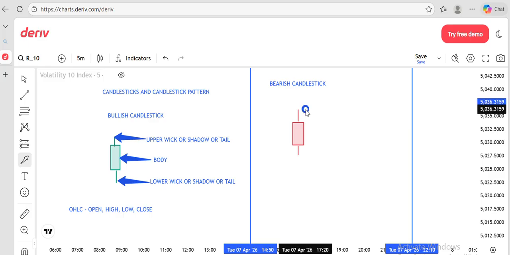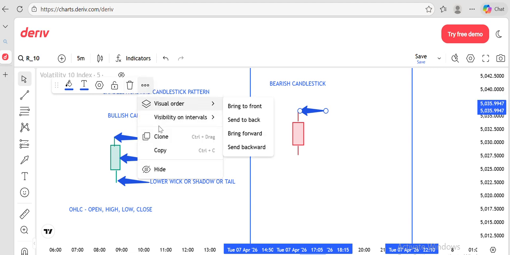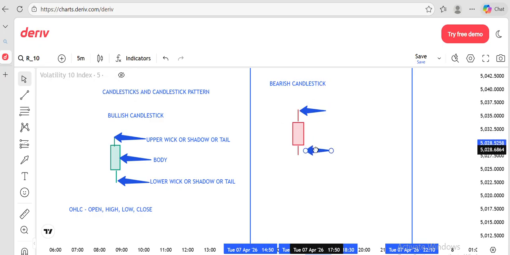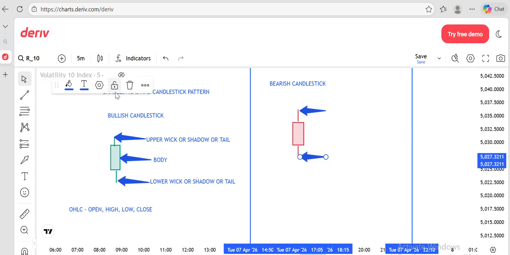The high is the high price point, the upper wick is the same thing, the lower wick is the same thing, the body is the same thing. Nothing changes. But what changes is the open and the close. Everything other than that is the same.